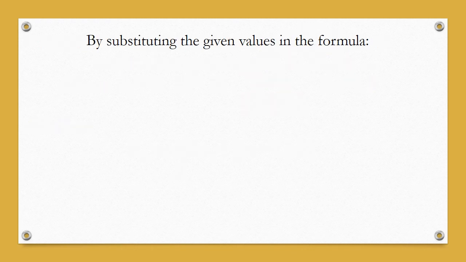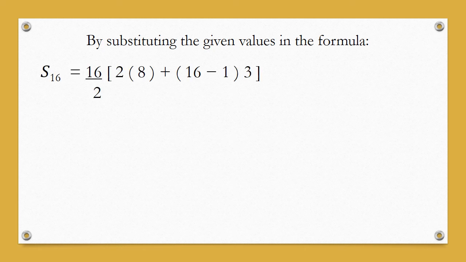Okay. By substituting the given values in the formula, ang gagawin na ngayon natin is ipapalit natin yung mga value or given value na nakuha natin from the problem. So we have here S sub 16 is equal to 16, the number of terms, divided by 2 times 2, and a sub 1 is equal to 8 plus n, again 16 minus 1, times the common difference 3.